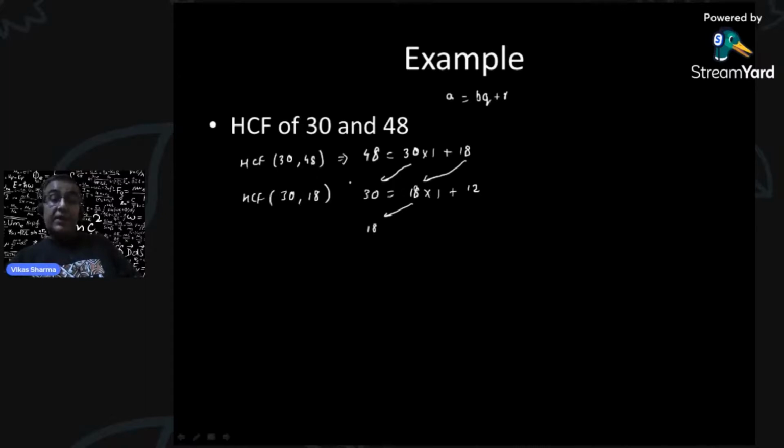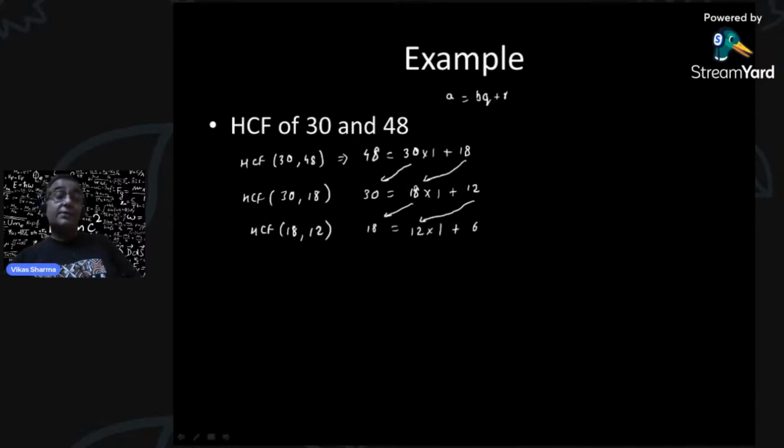In this case, you bring 18 here. 18 can be written as 12 times something. So here we are trying to find out the HCF of 18 and 12. 12 times 1 is 12, 12 times 2 is 24, which is more than 18. So I can write it as 12 times 1 plus it leaves a remainder of 6.